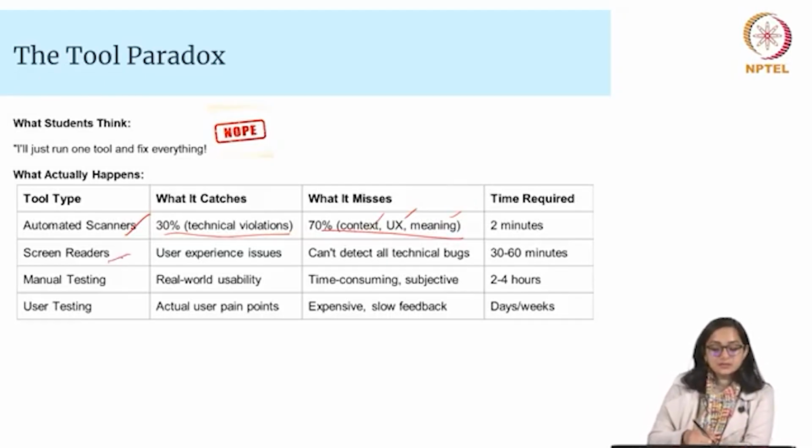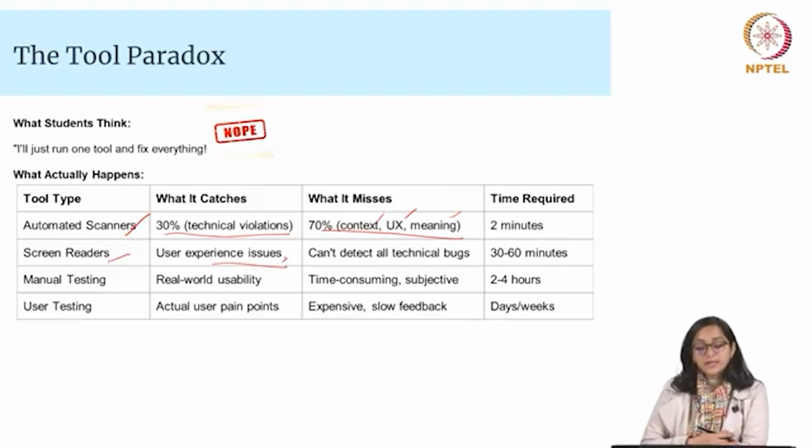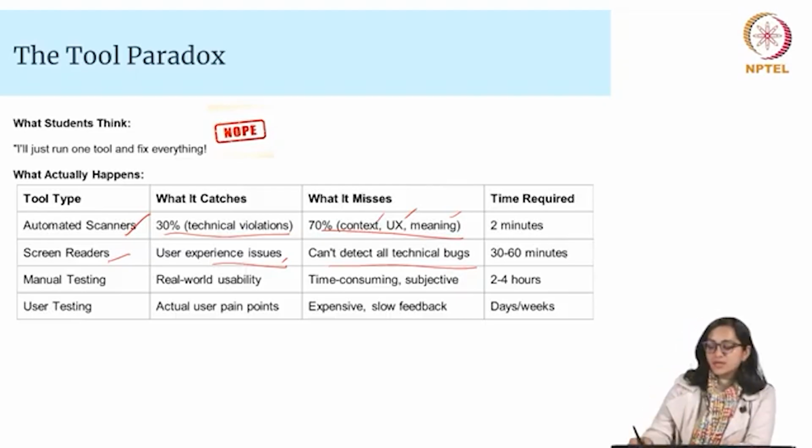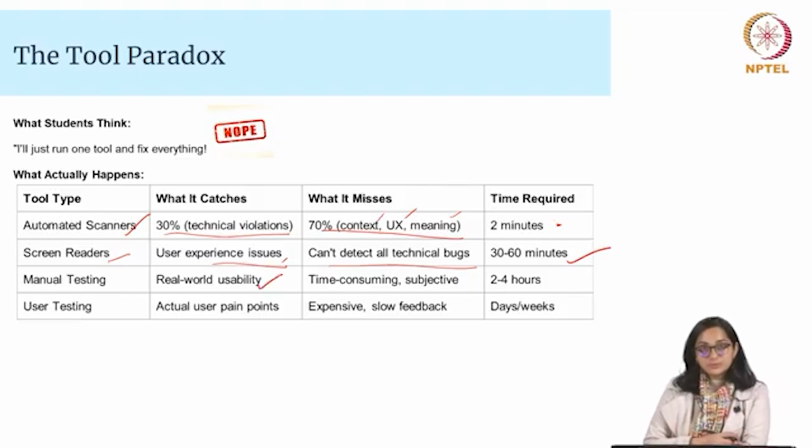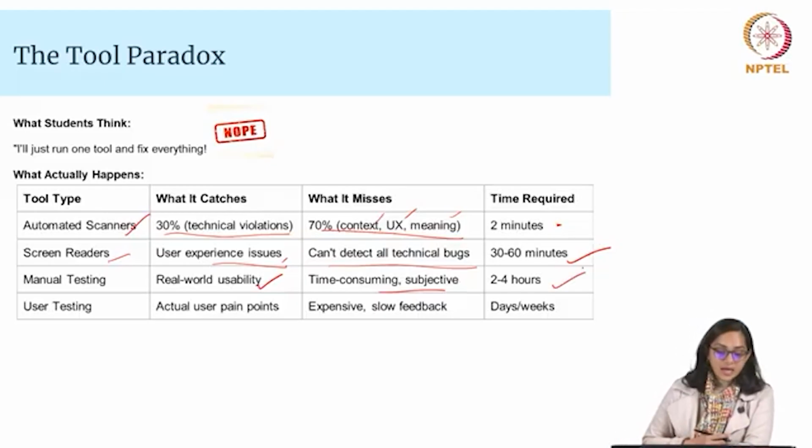Then screen readers, user experience issues, the screen reader testing may be able to catch, but it doesn't detect all the technical bugs. And because somebody has to manually run it, it may take much longer compared to an automated tool. Manual testing, which is like real world usability testing, is time consuming plus subjective. You may want to incorporate participants, design a study, ask them to come and interact with your prototype. Confidentiality may be an issue, and all of those things may take several hours.